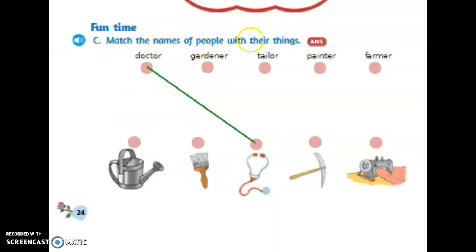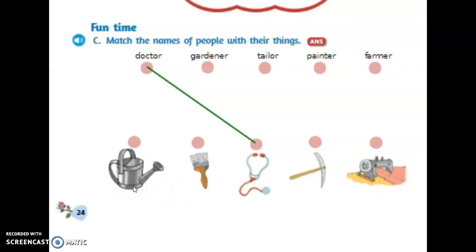Match the names of people with their things. First, let us read the words. Doctor. Gardener, who takes care of the garden. Tailor, who stitches clothes. Next, painter. Painter, who paints. Next, farmer. Let's see the things.